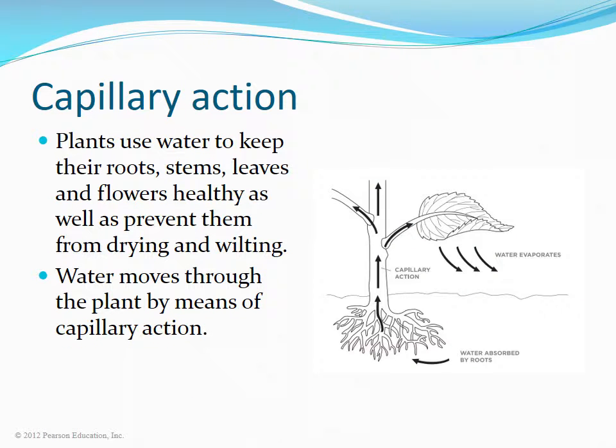Plants use water to keep their roots, stems, leaves, and flowers healthy, as well as prevent them from drying and wilting. The water is also used to carry dissolved nutrients throughout the plant. Most of the time, plants get their water from the ground. This means it has to transport the water from its roots up and throughout the rest of the plant. How does it do this?